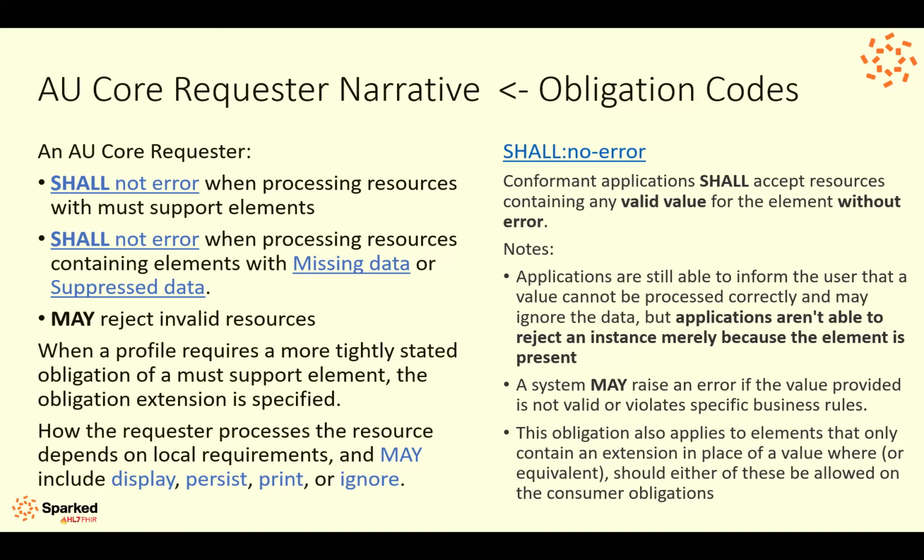So this no error is the base absolute minimum capability for our client. Sorry, obligation. So anything other than no error is stronger than no error. So if we can't even agree that no error is the base obligation of must support for an AU core requester, then we've got a bit more work to do.